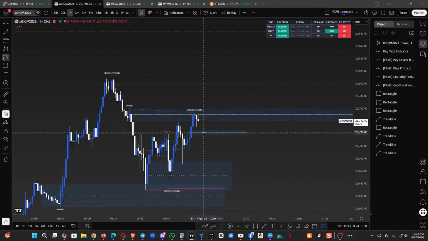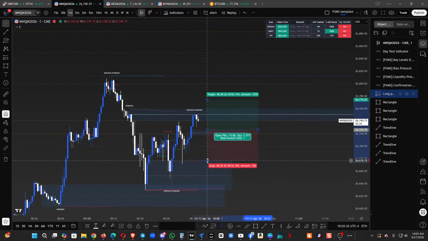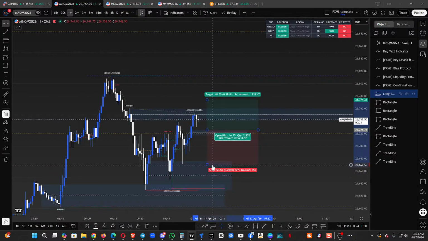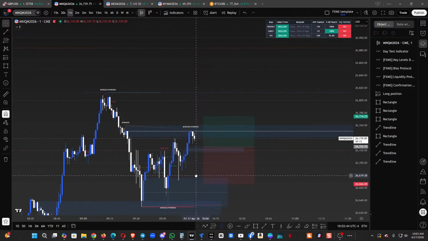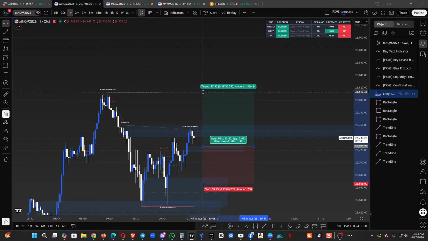So potentially we could get a retrace back into this imbalance and then a closure above. 725, I think, would be the best case scenario. And then we have about a 55 or 60 point stop underneath the wick here to run out this high.